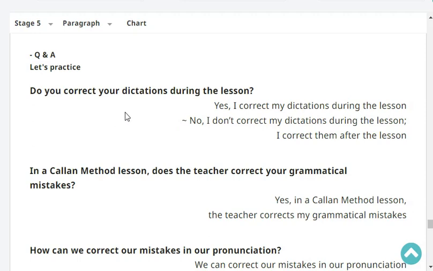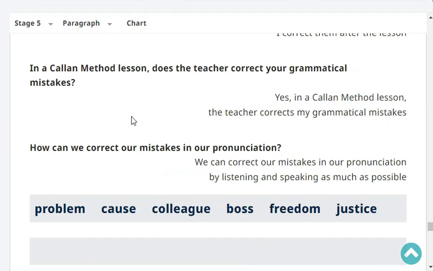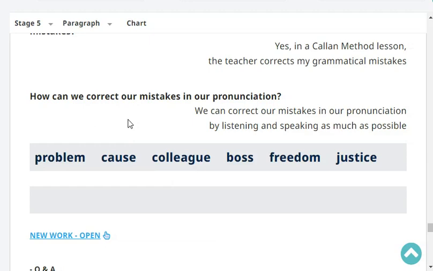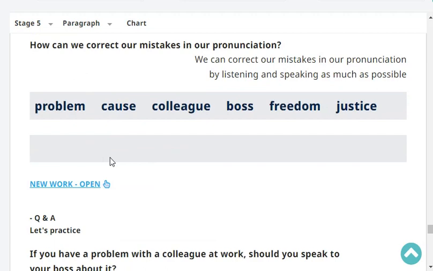In a Callan method lesson, does the teacher correct your grammatical mistakes? Yes, in a Callan method lesson, the teacher corrects my grammatical mistakes. How can we correct our mistakes in our pronunciation? We can correct our mistakes in our pronunciation by listening and speaking as much as possible. Very good.